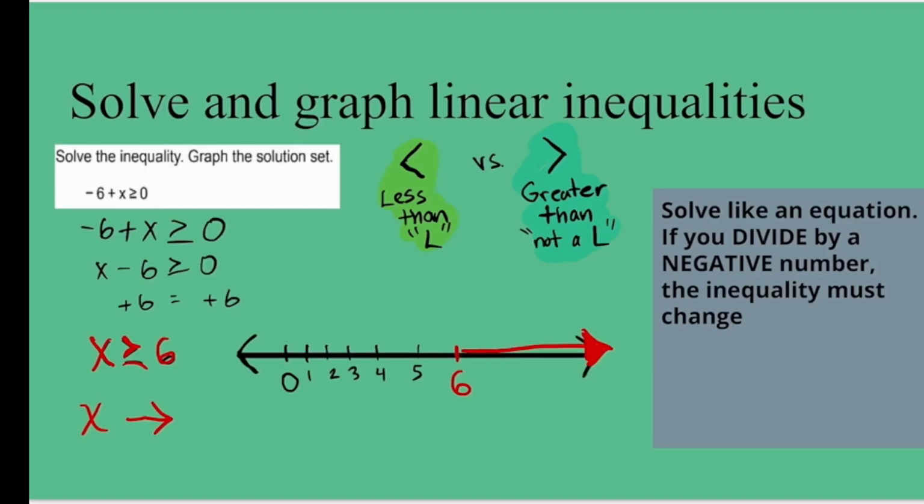Those numbers are going to be 7, 8, 9. All of these numbers are greater than 6. We also want it to be equal to 6, so we're going to plot a point at 6. We're going to circle that point in. That's going to be our graph.